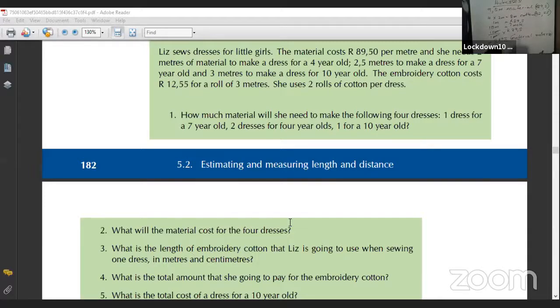How do we calculate the cost? So this is the cost of material for the 4 dresses, right? I hope everyone can see. Okay? This is the cost of material for the 4 dresses. We need to figure out the cost of material for the cotton.